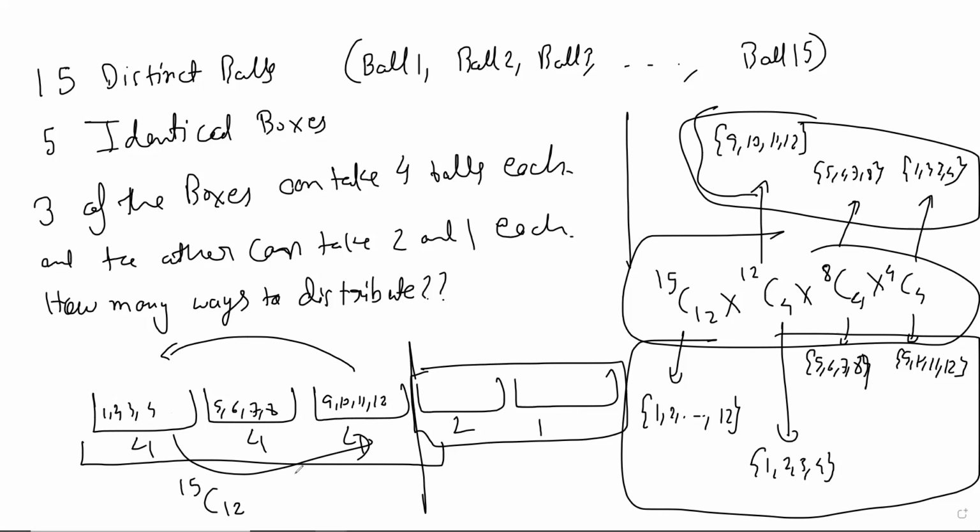The boxes are same. I mean, the information is same: one box got 1 to 4, the other box got 5 to 8, and there was one box which got the remaining. That information is the same, right? And that's all we care about. So how do we adjust this answer?